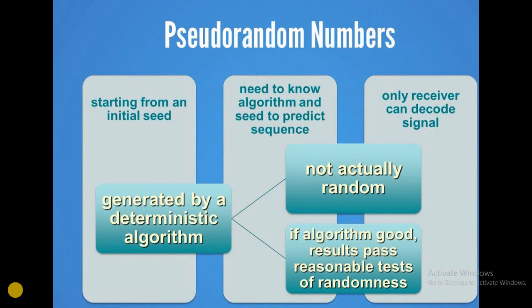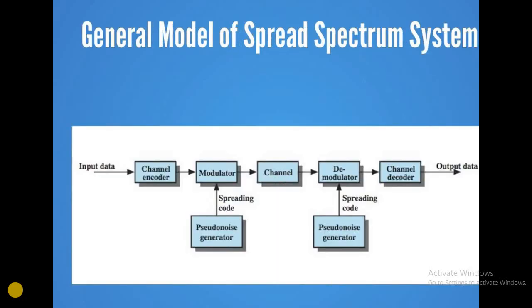In this, the sender will create the pseudo random number. Only the receiver can decode the signal. This is a model of spread spectrum signals. In this, input data will be passed to the channel encoder. Then the modulator will be creating the sequence, and the pseudo noise generator will be generating the pseudo random number. With this pseudo random number, the original input will be combined and then sent to the channel.